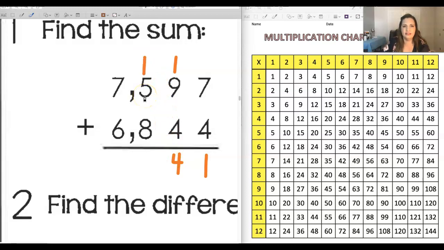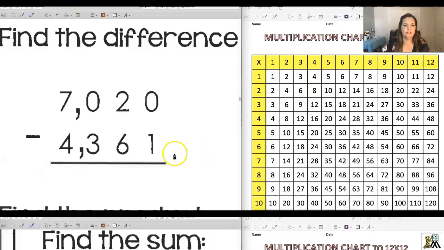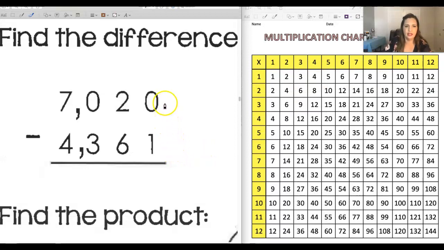1 plus 5 is 6. 6 plus 8 equals 14. Write down your 4, bundle the 10 hundreds, and move them to the thousands place. 1 plus 7 is 8. 8 plus 6 is 14. Bring your comma straight down. Make sure you have 3 digits after it. 1, 2, 3. The sum is 14,441.